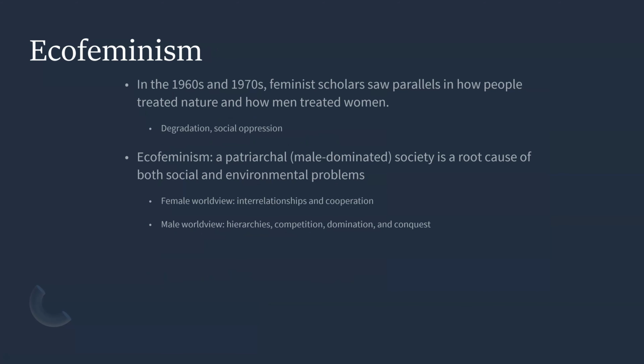We have ecofeminism. In the 1960s and 70s, feminist scholars saw parallels in how people treated nature to how men treated women. So we saw degradation and social oppression. And ecofeminism holds that a patriarchal, male-dominated society is a root cause of both social and environmental problems. So female worldview: interrelationships and cooperation. Male worldview: hierarchies, competition, domination, and conquest.